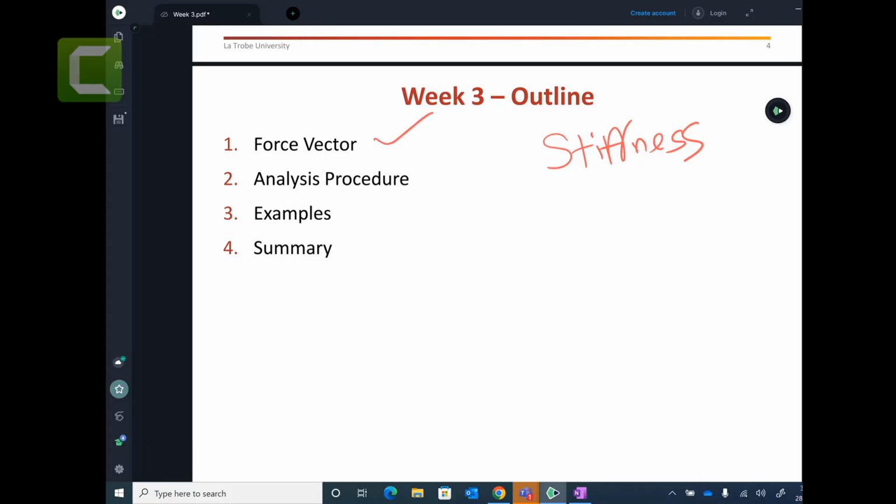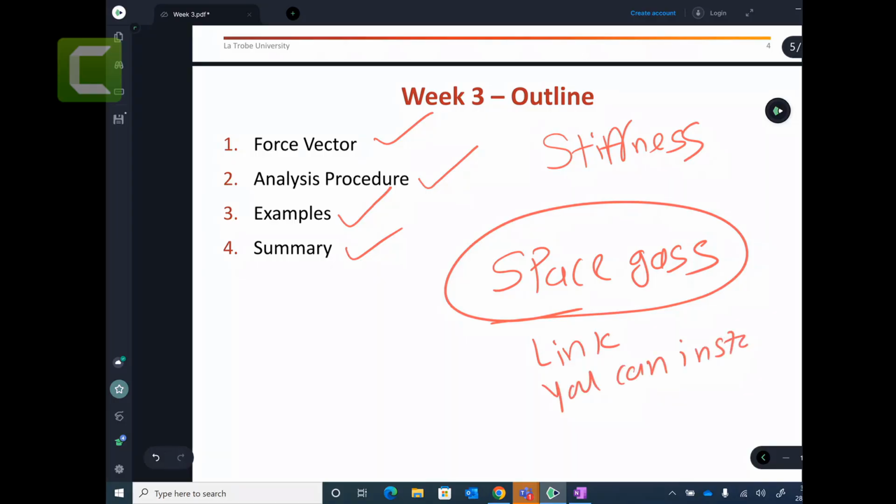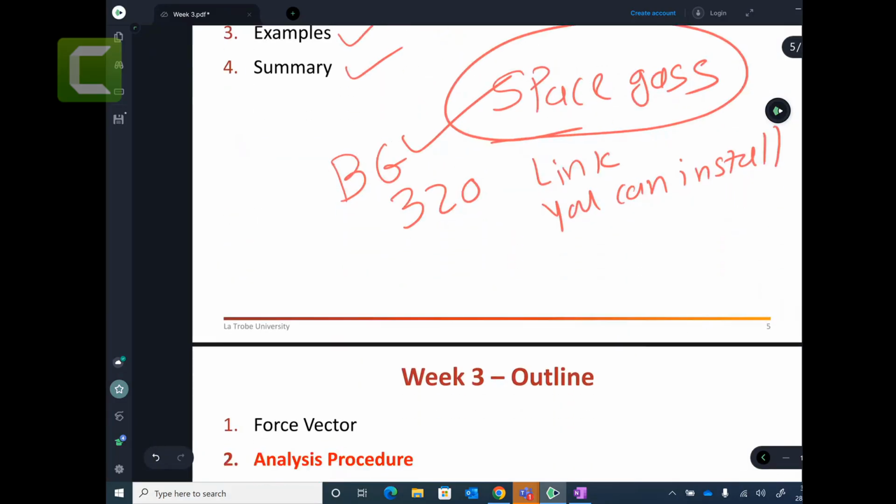Today we're going to talk about the force vectors. Then we do the analysis procedures and we continue our examples. Today I'm going to show you SpaceGass as well. SpaceGass software is also part of your assignments. I will take you through step by step slowly how to use SpaceGass. I hope that from week number 1 I provided you the link so you can install the SpaceGass software on your computers. You should receive the email with the download link. If you have no laptop or you did not receive it, in our computer lab BG320 we have installed this software which you can use.